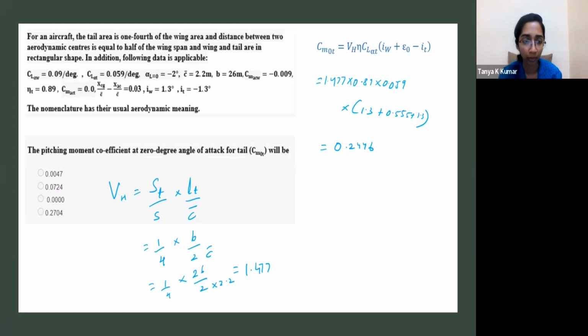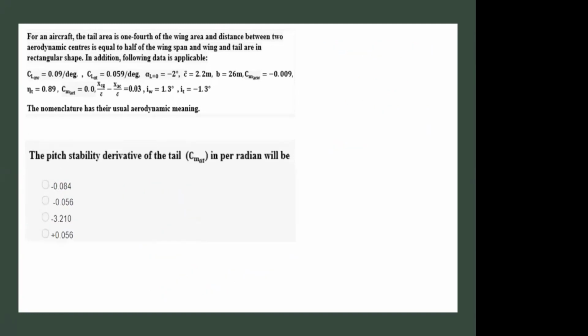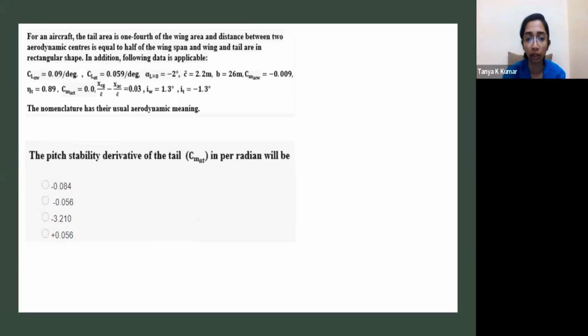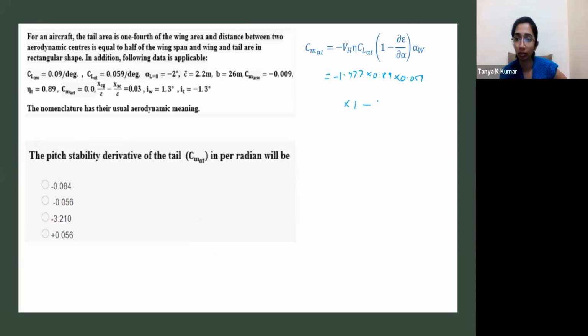Okay, so I'm going to go ahead. The pitch stability derivative of the tail. So the tail contribution towards the slope of the graph in per radian. So Cm alpha tail, this is the value. We have VH value. What was VH value? 1.477 into 0.89 into CL alpha tail. One minus, how much is dou epsilon by dou alpha? It's just this much. Okay, that is the slope.